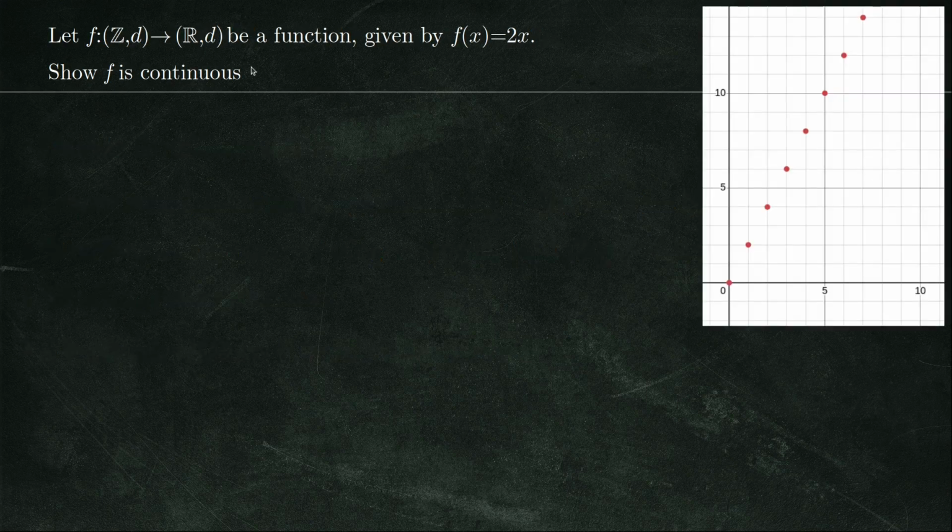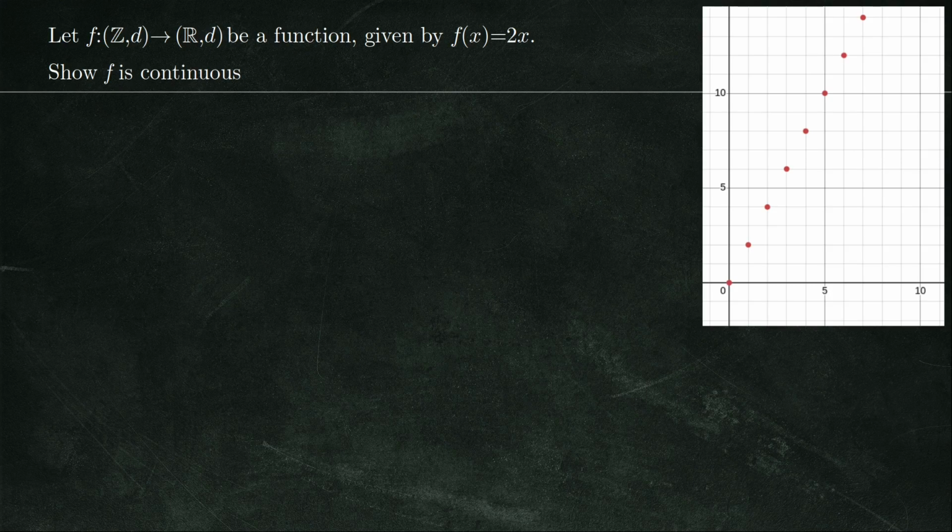For the next example, show that the same function f, but this time defined on the set of integers, is continuous. Which is odd, maybe. You can see the function there, and it definitely doesn't look continuous. It's a series of dots. Okay, have a go on your own and then come back to the video.